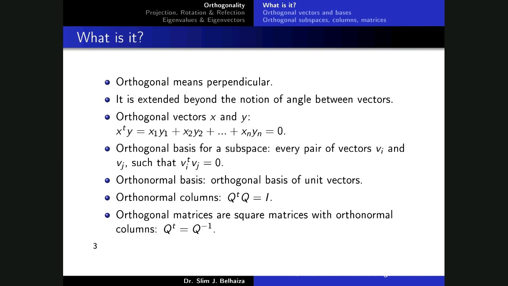Orthonormal means they are orthogonal and they both have unit norms. For orthogonal columns, here we call them thin, tall columns Q, those satisfy this condition that Q transpose times Q equals I. Orthogonal matrices are square matrices with orthonormal columns. And they do generally satisfy this condition that Q transpose is equal to Q inverse.